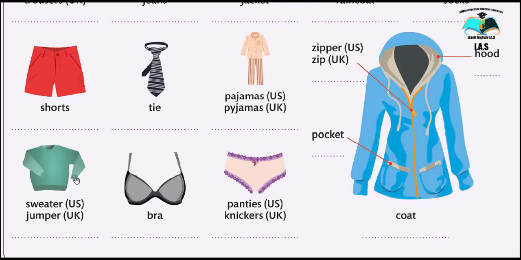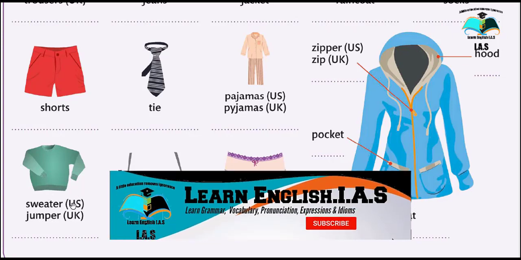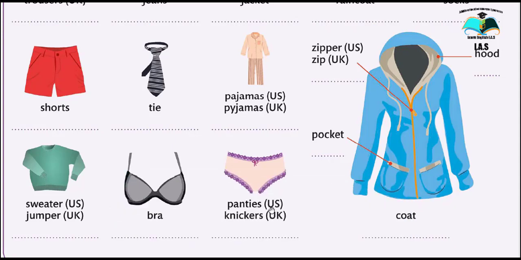And this is the sweater. Sweater is a US word, and jumper is the UK word. Sweater and jumper. And this is a bra, and this is called panties. Panties is an American word, and knickers is the English word. Panties and knickers.